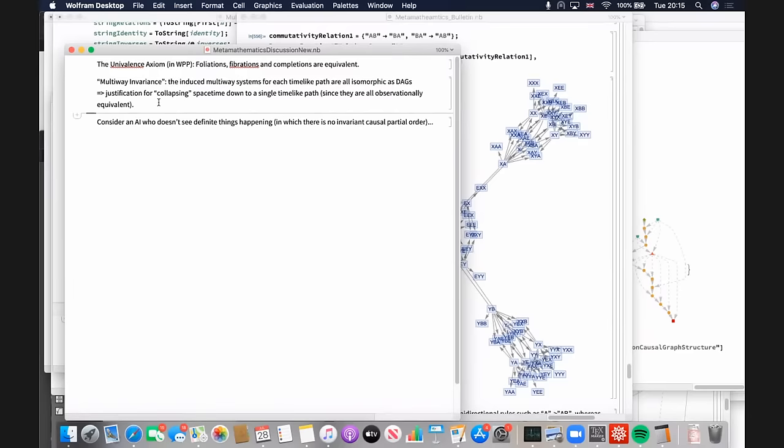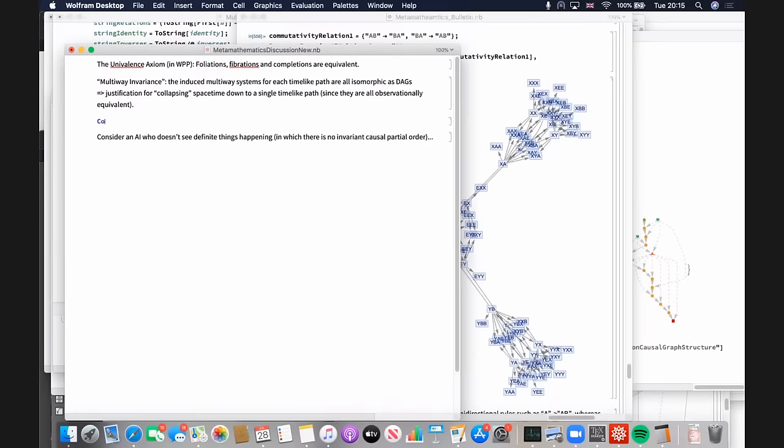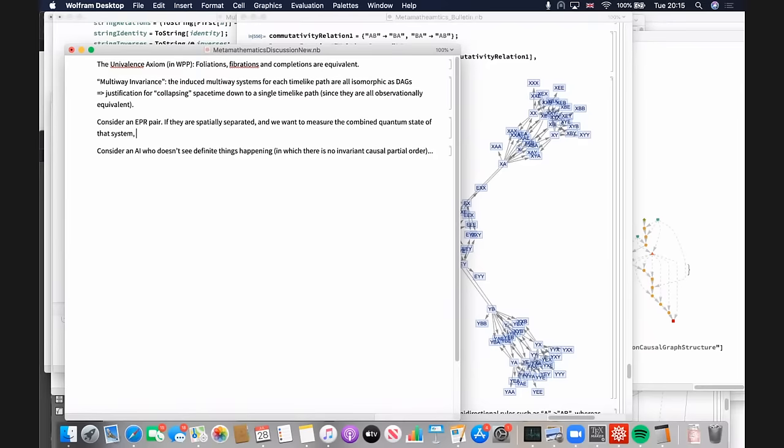No, but the point I'm making is that just as we can induce causal invariance, we can and do induce multi-way invariance when doing things like teleportation. If we could do genuine teleportation, consider an EPR pair. If they are spatially separated, and we want to measure the combined quantum state of that system, then we have to implicitly perform a spatial completion. I agree. I just don't have as much intuition about that as I have about coarse graining in statistical mechanics.